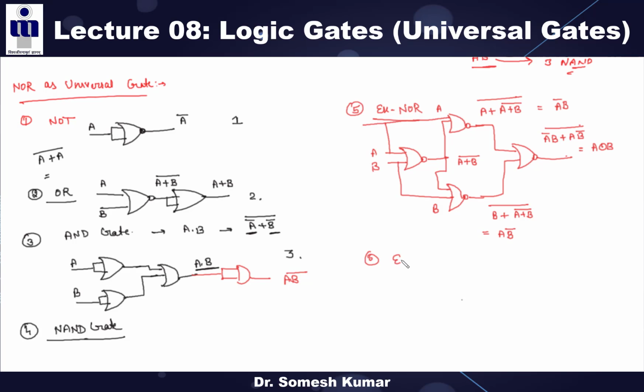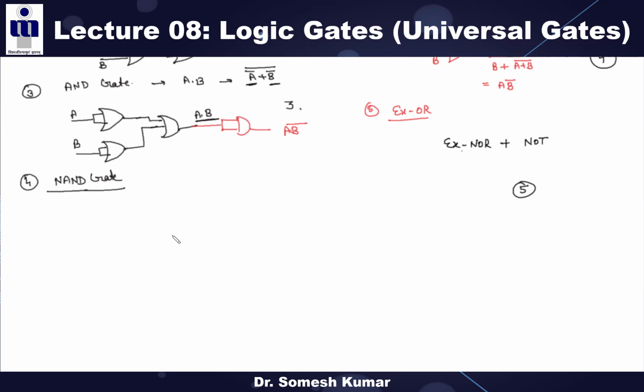If we are talking about XOR, then it is XNOR plus NOT, right? And NOT. So how many gates are used for the XOR? 5, and 4 for the XNOR, right? So now tell me quickly for the NOT gate. This is the way to remember.